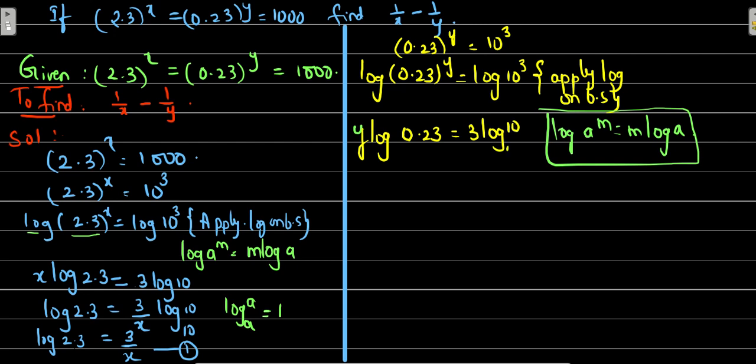10 is nothing but, if there is no base, the base is also 10 here. So log 0.23 is equal to 3 by y, as log 10 base 10 is 1, as we have already discussed. Here also we have used log a base a. Log a base a value is 1. So instead of log 10 base 10 we write here 1. 1 into 3 by y is nothing but 3 by y itself. Now, observe this carefully.